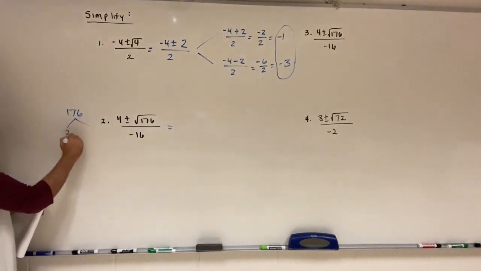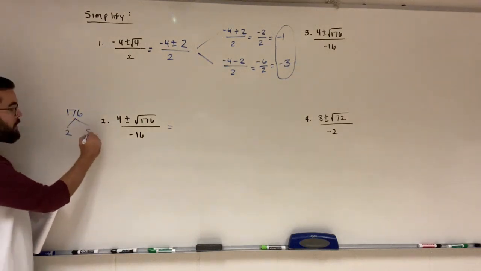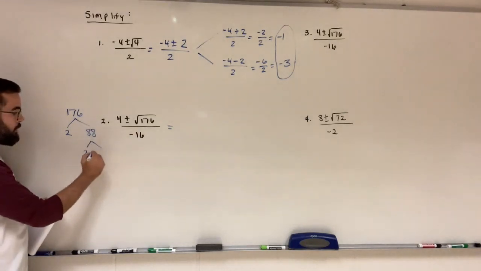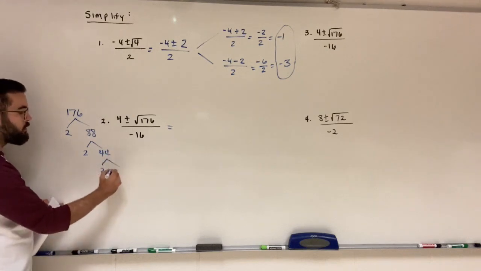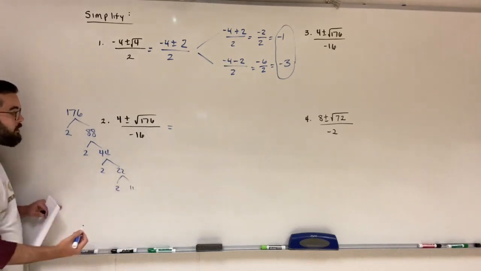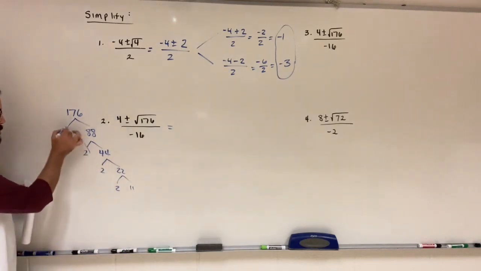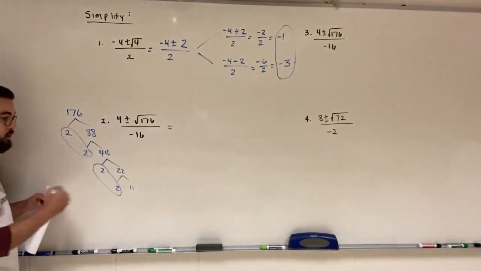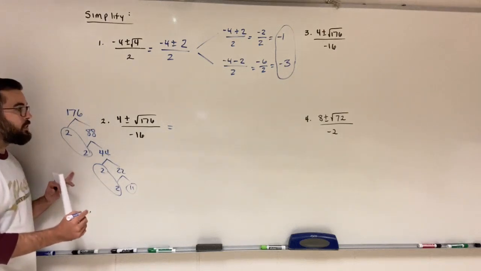Okay, so I start with 2. 2 times what gives us 176? And it's 2 times 88. 88 is 2 times 44. 44 is 2 times 22. 22 is 2 times 11. So then I like to circle my pairs because those are my squares. All right, and also 11's a prime, but it's a singleton. So I'll show you what we're going to do with that in a second.